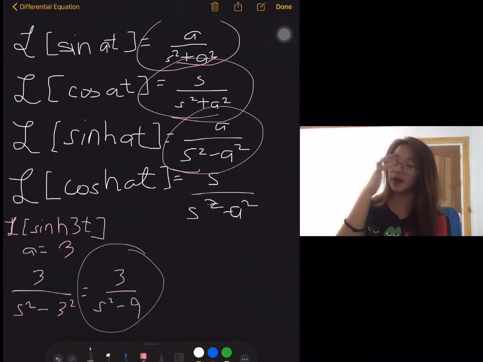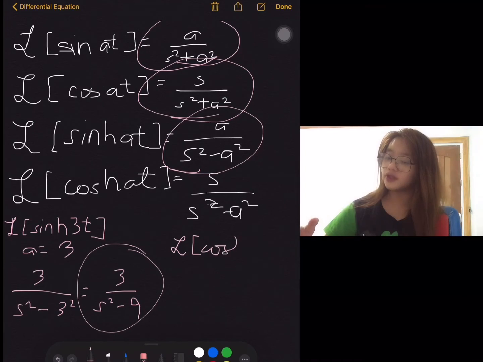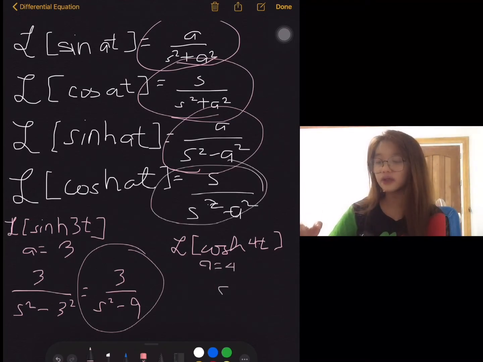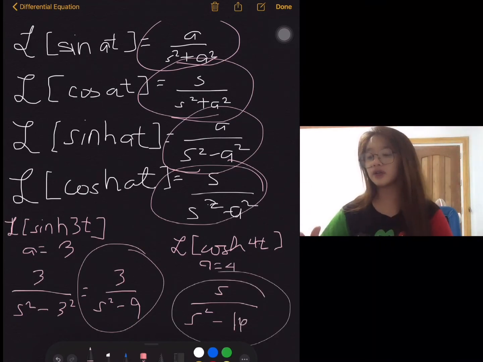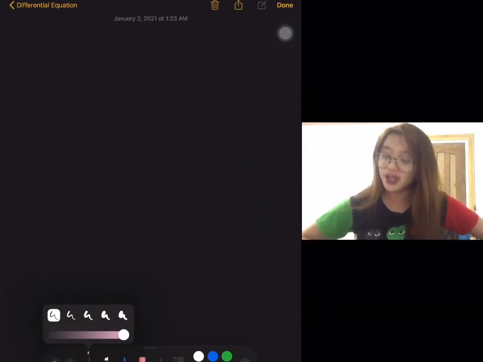Now let's proceed to the hyperbolic cosine. Let's say we have cosh 4t. Our a here is 4. So substituting here, we will arrive with s over s squared minus 4 squared, which is 16. So s over s squared minus 16 is our final answer for this hyperbolic cosine. Okay guys, those examples are simple.